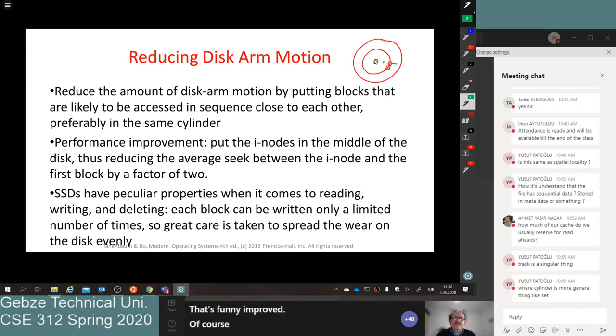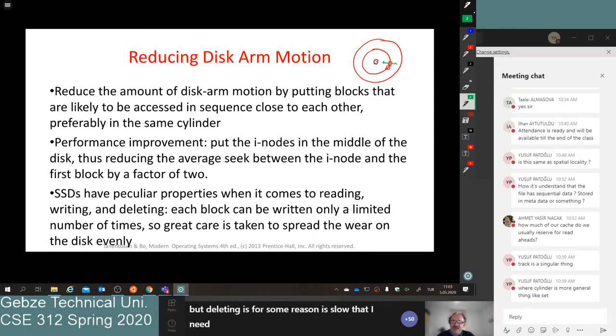Of course, this is only valid for the mechanical hard drives. Nowadays, we started using solid state drives, which are not mechanical. They don't have any seek times. They don't have any rotational delays. So the picture is very different when it comes to SSDs. But SSDs have their own problems. What are the main problems for the SSDs? Due to their physical properties, deleting is very, very slow compared to reading. Of course, reading and writing is much faster than mechanical hard drives. But deleting is, for some reason, slow.